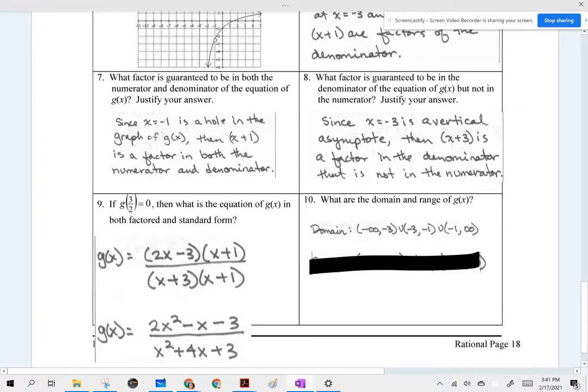Okay, so here we have the domain is basically all real numbers except negative 3 and negative 1. And then we have the range, which goes from negative infinity to negative 2.5. That negative 2.5 is the y location of the hole. And then it goes to 2, which is that horizontal asymptote, and then goes on to infinity.